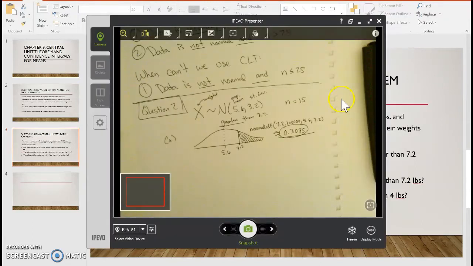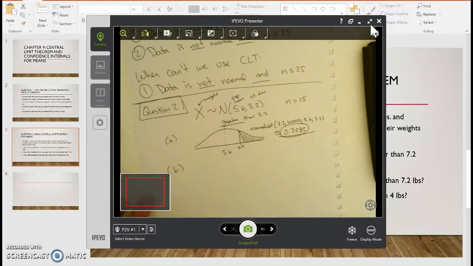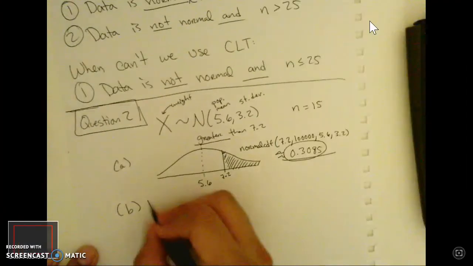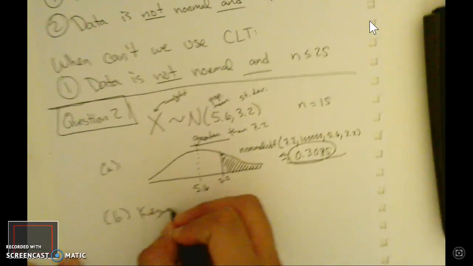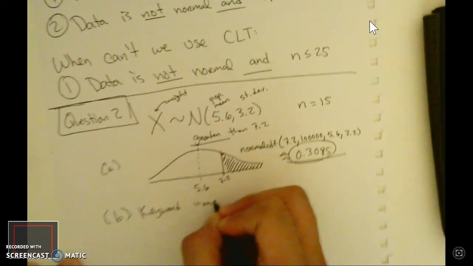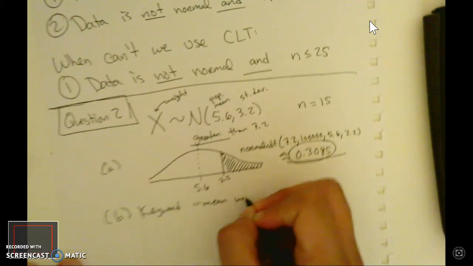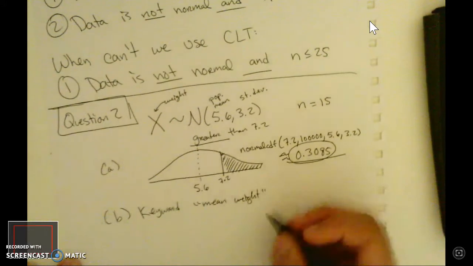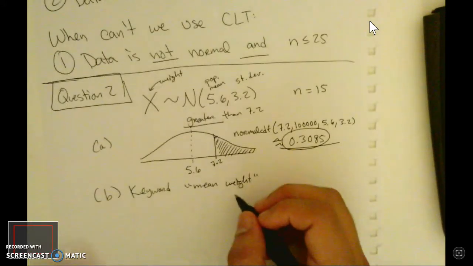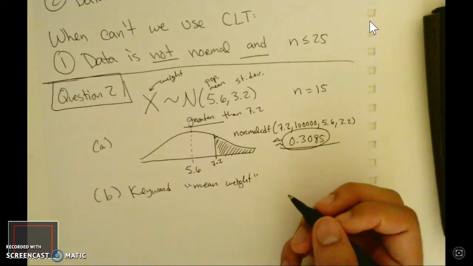Remember, part B is a central limit theorem problem because the key word we had was mean weight. Mean weight was the key word. Now, you're not going to see weight all the time. You might see some other variable, but in this case, it was weight.